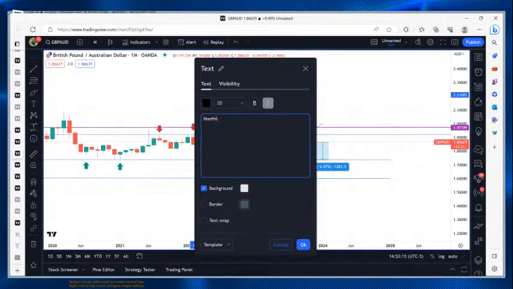So the monthly time frame hitting resistance, U-turning bearish. So I am looking to sell this market down. How many pips? 1,285 pips.